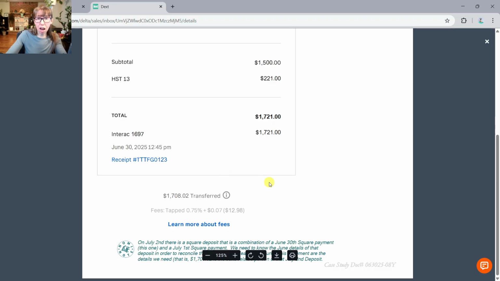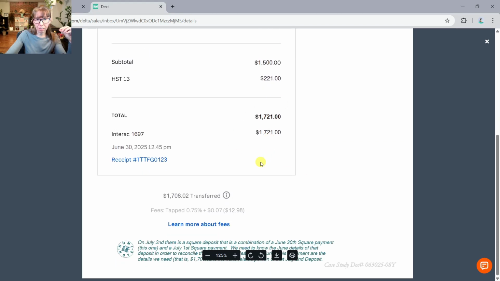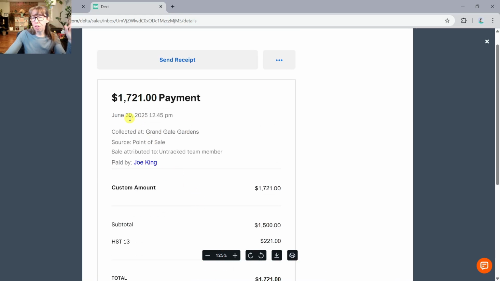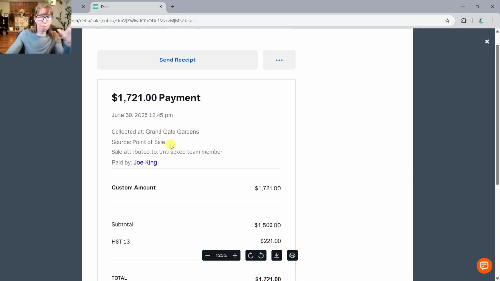Now, the reason we needed to ask Sarah for this is in order to reconcile the Square clearing account. There is a deposit that is a combination of a June 30th Square payment and a July Square payment. Because we're reconciling the Square sales for June, we need to know the breakdown of what part of that payment from Square is related to this June sale and what portion is related to July.